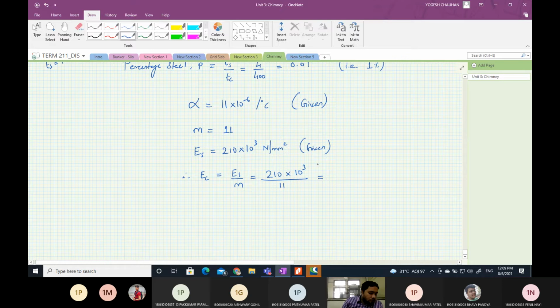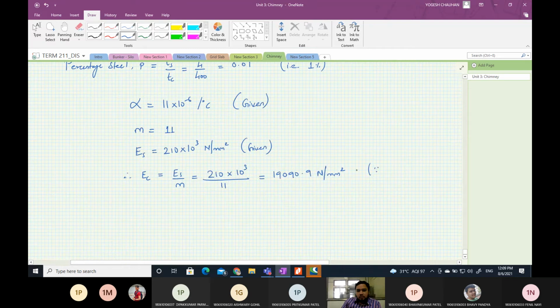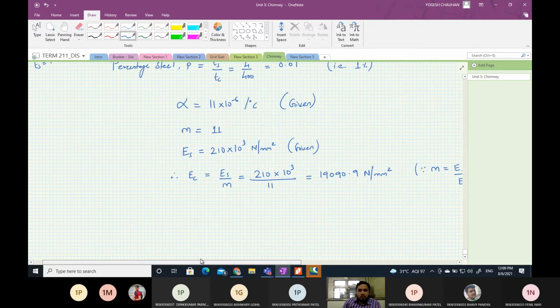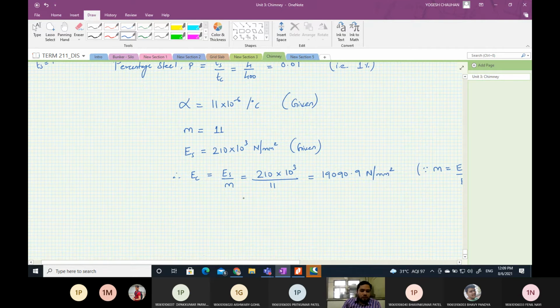This is 19,090.9 Newton per mm square. This is from the relation. We know that modular ratio is equal to ES by EC. Okay. So now we have all this.